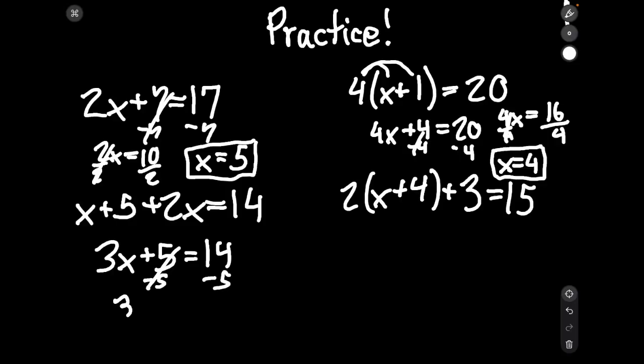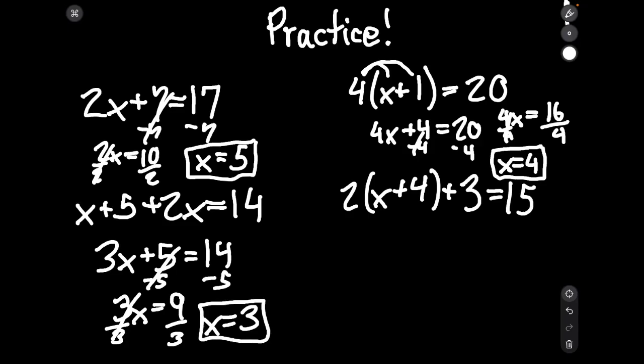For the third one, we have x plus 5 plus 2x equals 14. X and 2x are like terms, so we can combine them to get 3x. So 3x plus 5 equals 14. Subtract 5 on both sides, and then 3x equals 9, and then divide by 3, x equals 3.